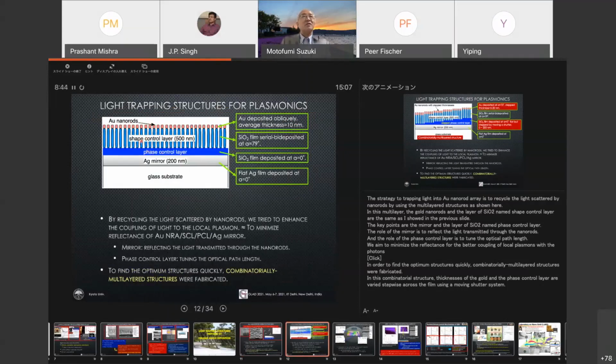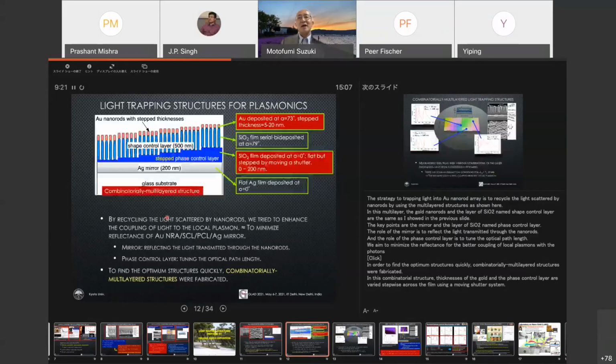In this multi-layer, the gold nanorods and SiO2 layer, named shape control layers, are the same as those I showed in the previous slide. The key points are the mirror and the layer of SiO2 named the phase control layer. The role of the mirror is to reflect the light transmitted through the nanorods, of course. And the role of the phase control layer is to tune the optical path length. But we aim to minimize the reflectance for better coupling of the local plasmon with the photons.